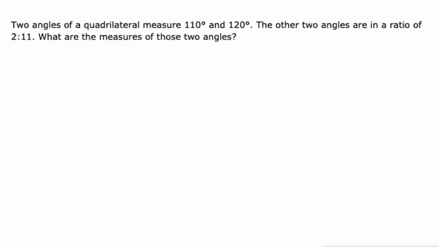All right, then we get into some of these here. Two angles of a quadrilateral measure 110 and 120. The other two angles are in a ratio of 2 to 11. What are the measures of those two angles? Okay, so 110 and 120, there's two of our angles. The other ones are in a ratio of 2 to 11. So in my equation that I'm writing here, I'm going to do 2x and 11x. And I know that the sum of all four of these angles will be 360 because the sum of the interior angles of any quadrilateral will always be 360.